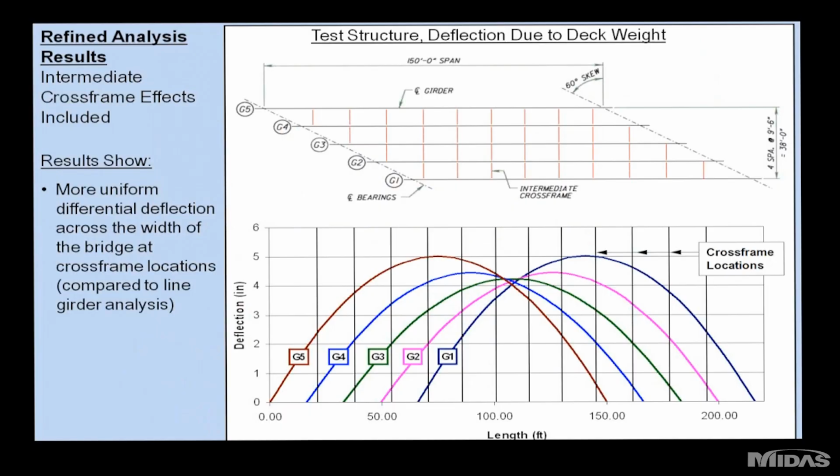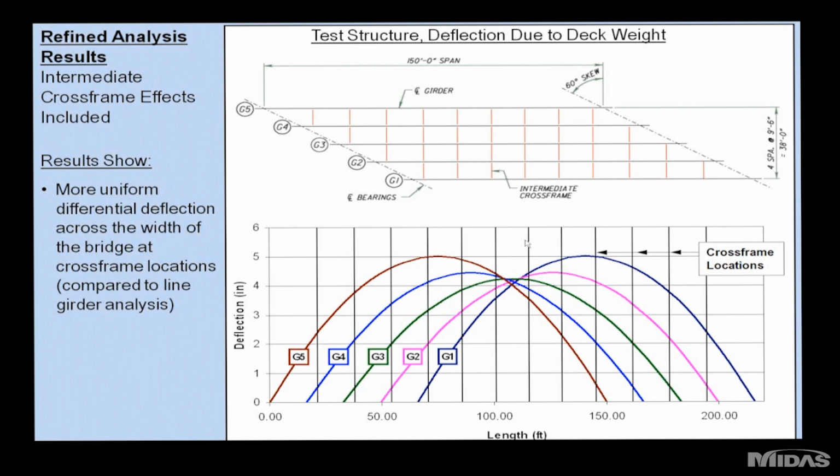So going back to the test structure, you can now look at a grid analysis of that structure, which considers the cross frame effects. And the deflection patterns look significantly different. If you look down the cross frame lines, you get relatively even spacing between the girders, the differential deflections between the cross frames.